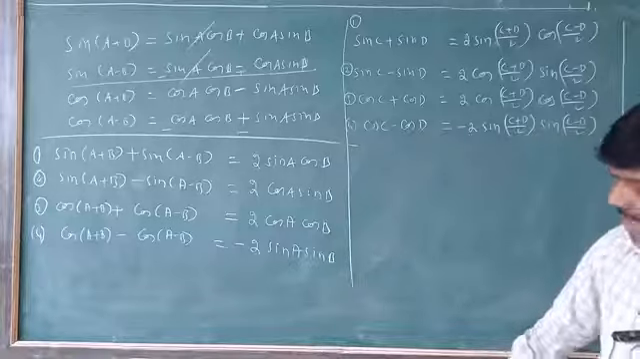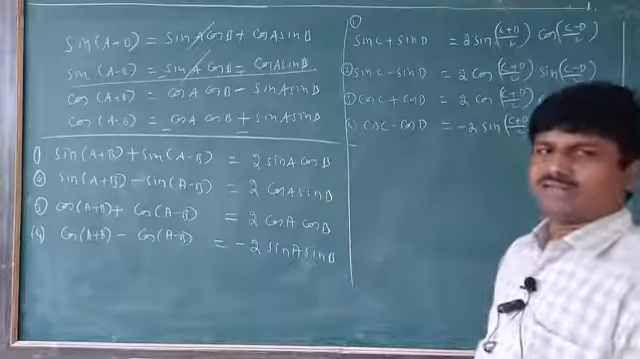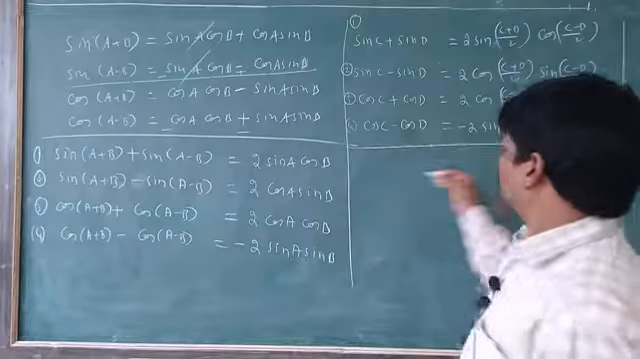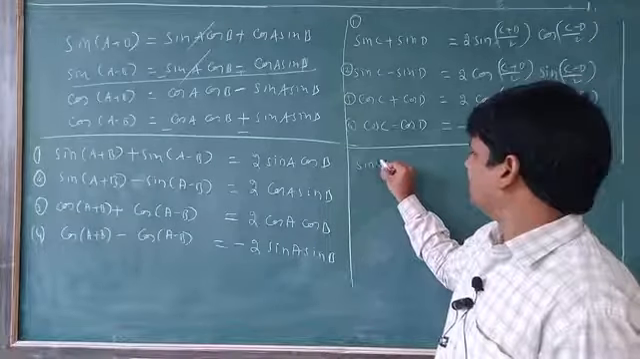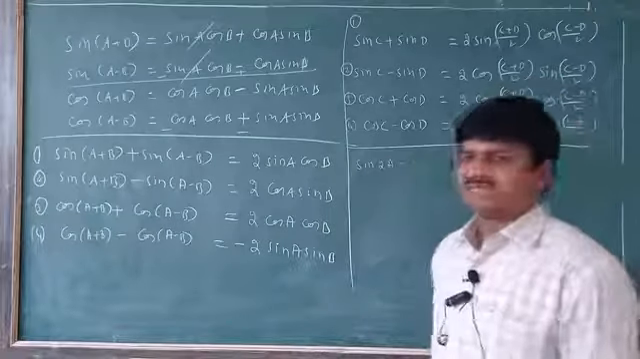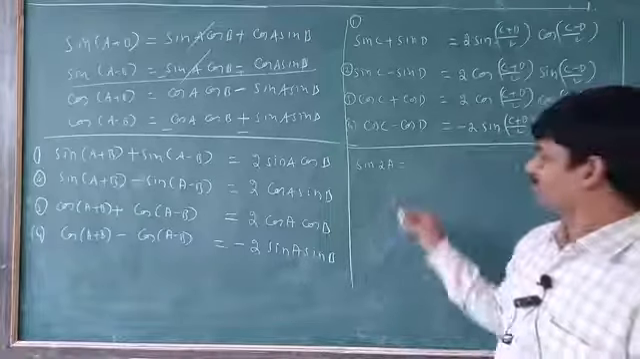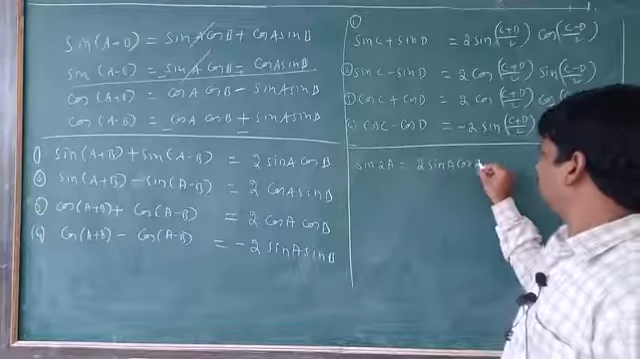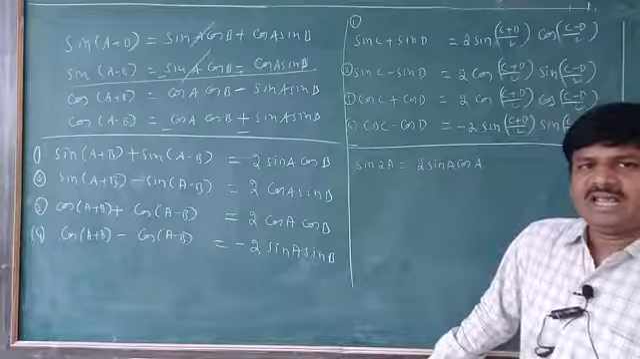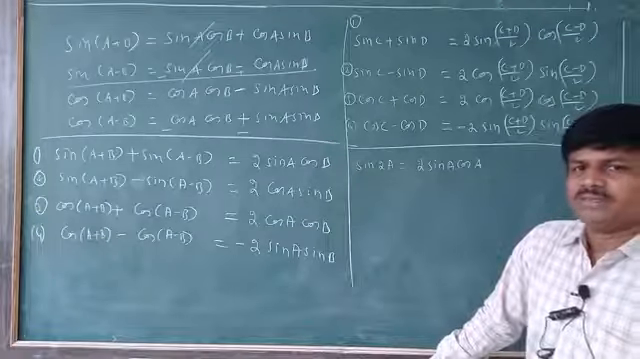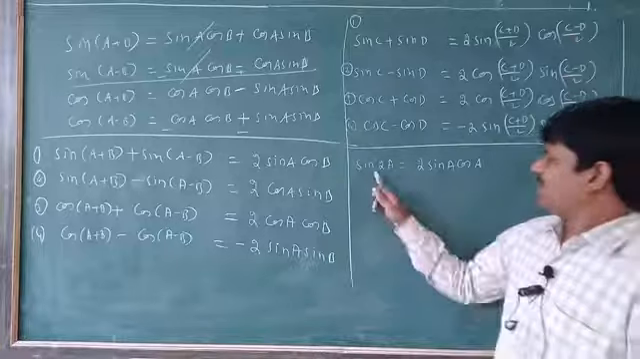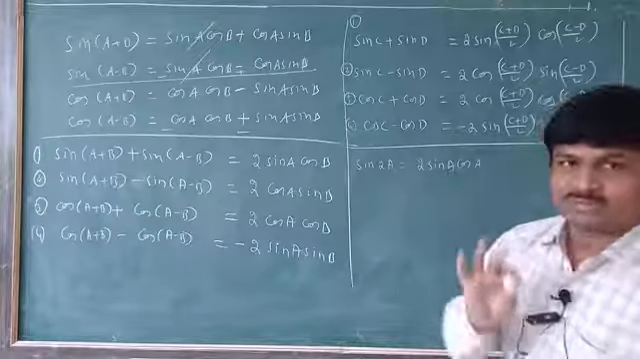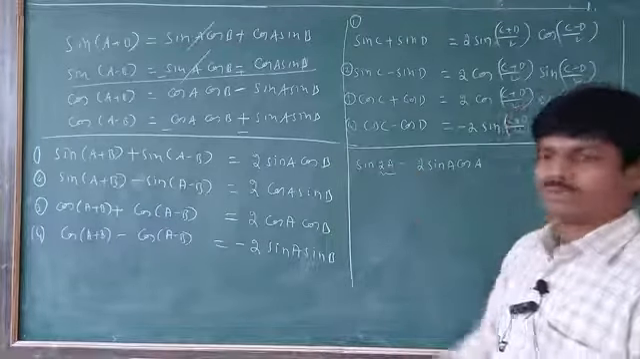Except this one, some more formulas are also there. What are they? Just see. We know the formula for sin 2a. What is the formula for sin 2a? 2 sin a cos a. We already proved this one. Sin 2a formula is 2 sin a cos a. Just observe here, what is the angle here? 2a.